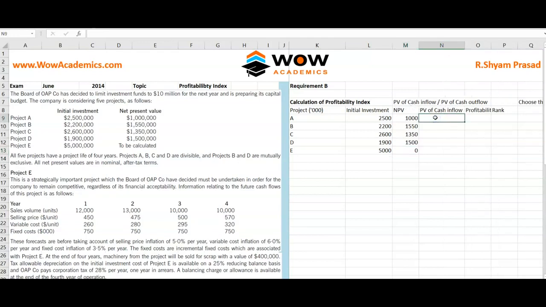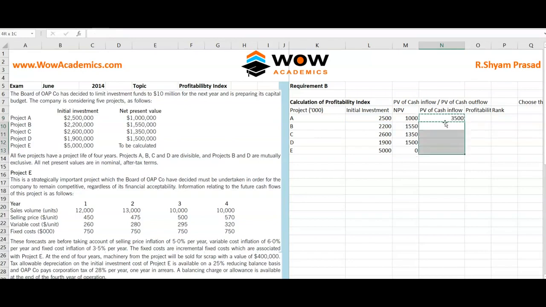So how do we find that? The present value of cash inflow is, you have to add the initial investment plus the NPV. If you add both, you'll get the present value of cash inflow. Or else it looks like this: if you deduct the initial investment from the present value of cash inflow, you will get NPV. So inflow minus outflow gives NPV. Here they have given you the initial investment and the NPV. If you add both, you will get the inflow. So that's how the formula works, and we will get our present value of cash inflow.